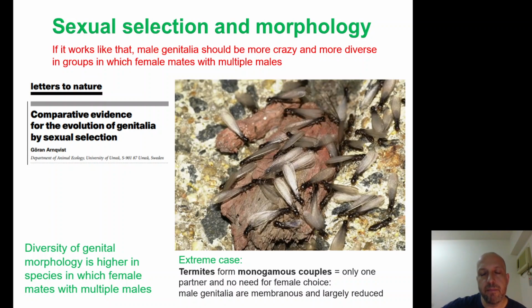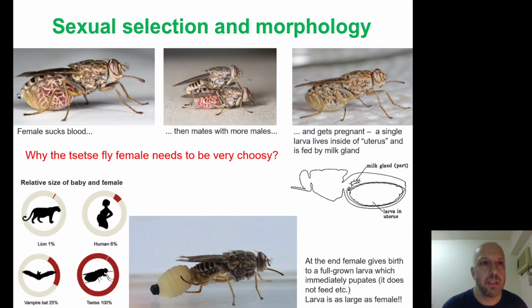And for all the time of the nest, this one male and this one female are living there together. So they are really strictly monogamous. In this case, they don't need any crazy genitalia to make some choice, and it really works like that. So their genitalia are very reduced, membranous, and you would not find any crazy shapes or morphology in termites.